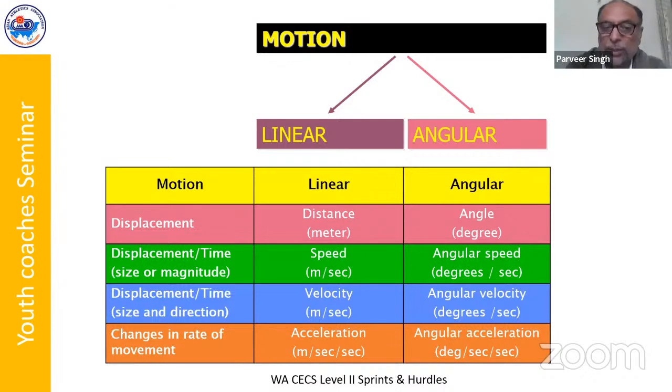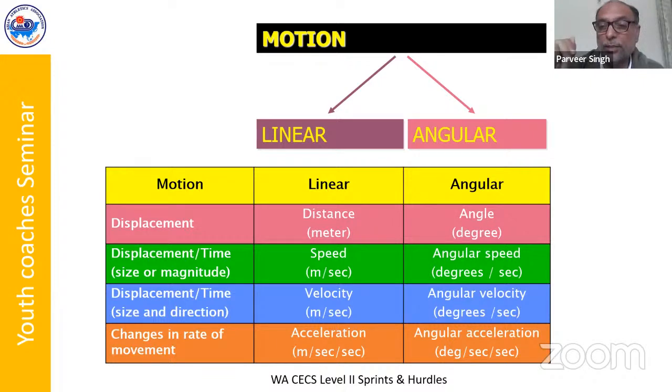So displacement over time is speed. How much distance is covered in seconds or in minutes, that is speed. Similarly, how much degrees has been covered in seconds in time is known as angular speed. Then displacement over time. So there is a difference between speed and velocity.